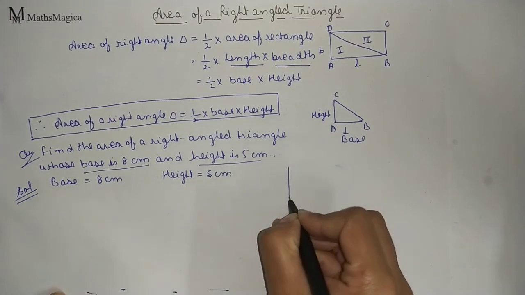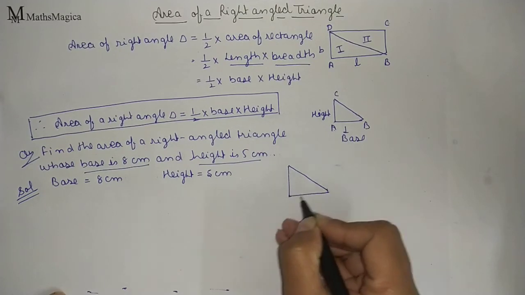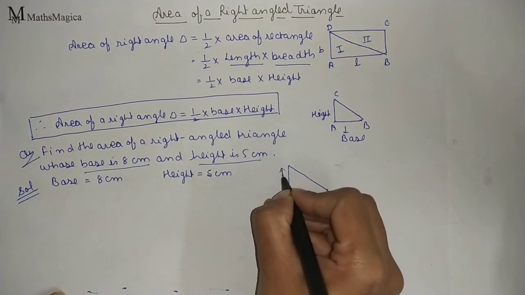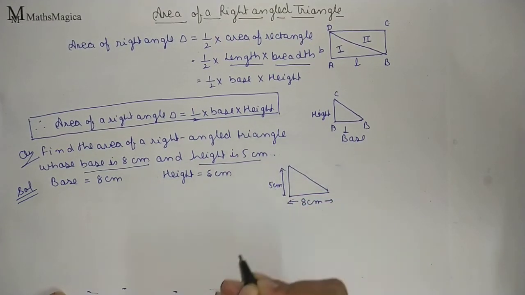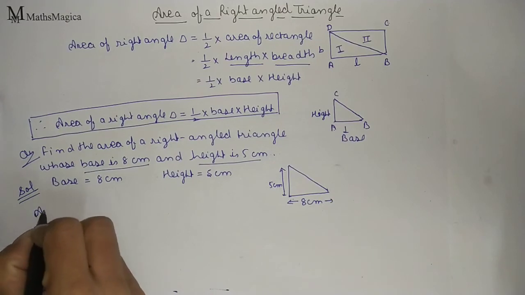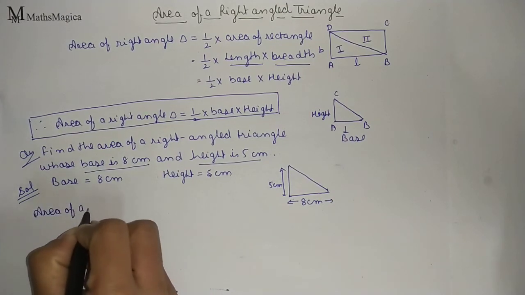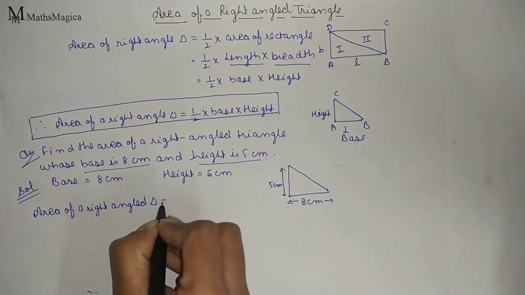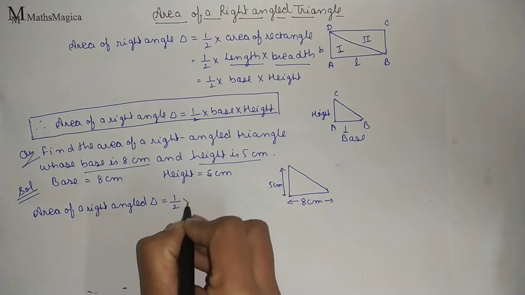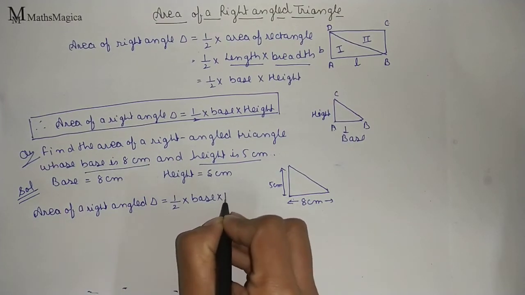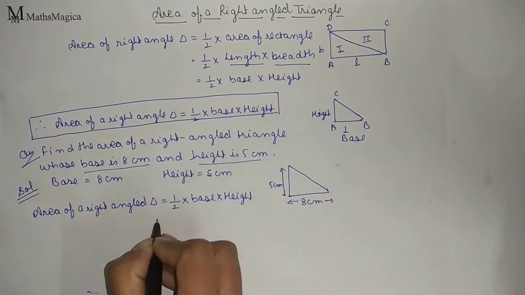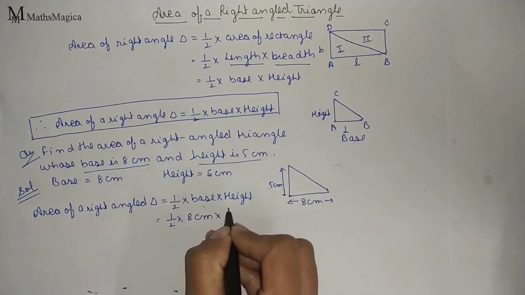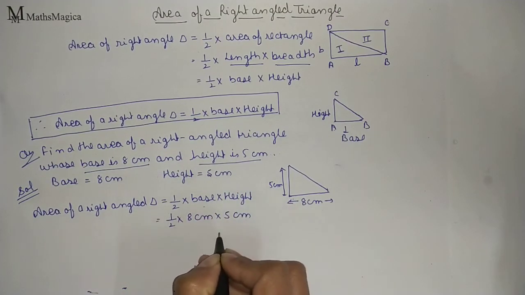First draw the diagram. Base is equal to 8 centimeter, height is 5 centimeter. Apply the formula of area of a right angled triangle is equal to half into base into height. Put the value. Half into base is 8 centimeter. Height is 5 centimeter. Simplify it.